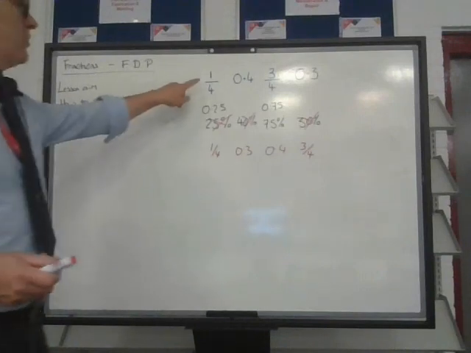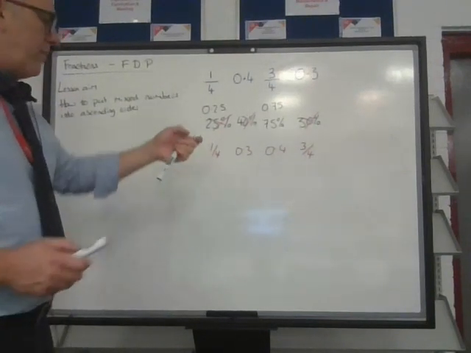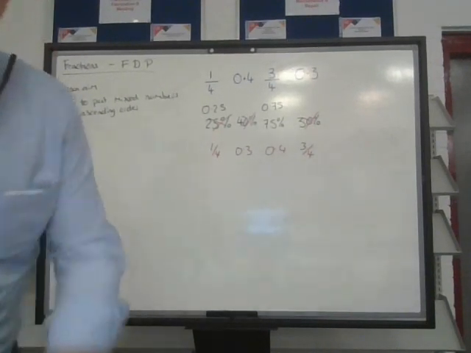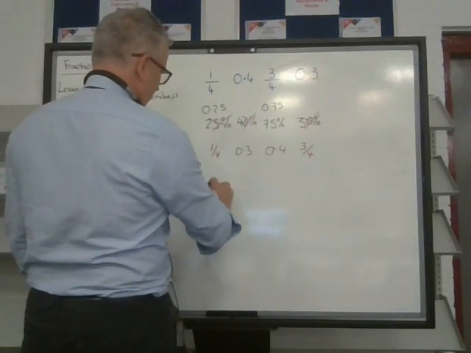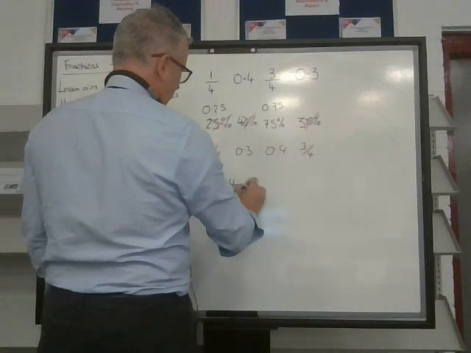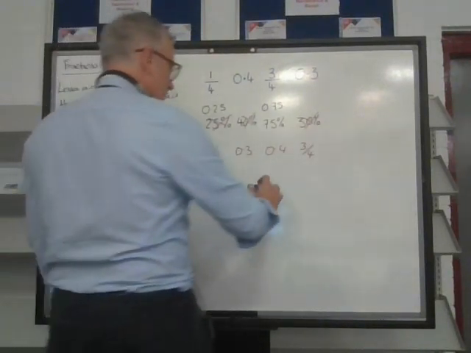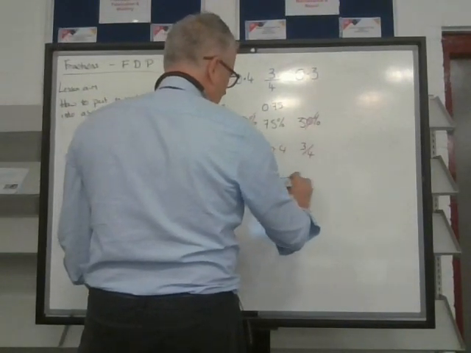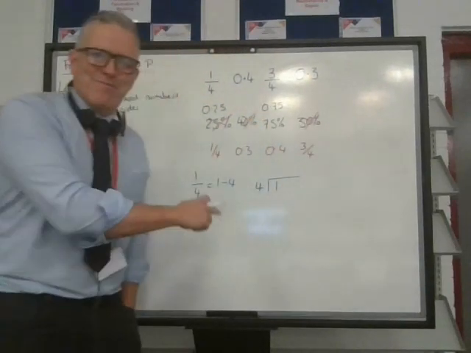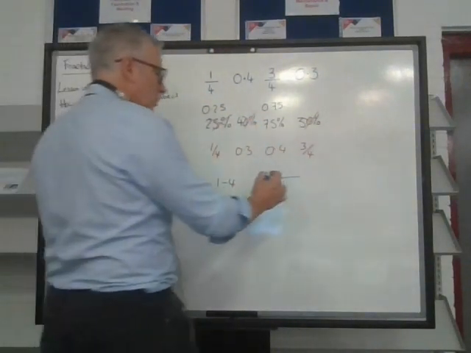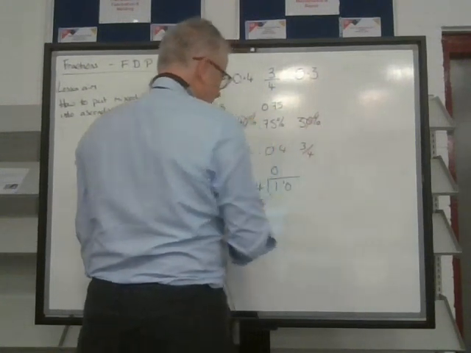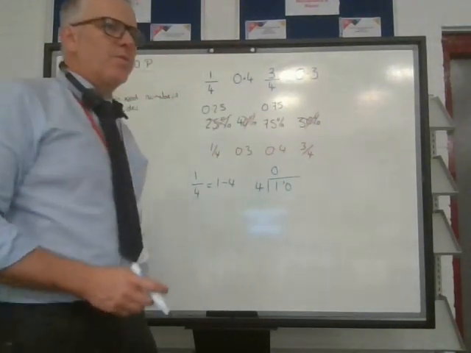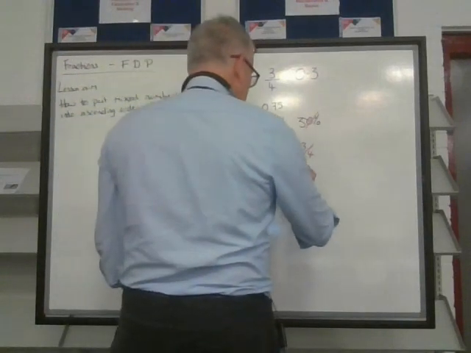Now, I did say I was going to prove to you that a quarter is 0.25. Well, let's do the maths. A quarter is the same as saying 1 divided by 4. It's the same as saying how many 4s go into 1. Everyone's favourite, the bus stop method. 4s into 1 do not go. Put the decimal in. The new sum we're doing now is how many times does 4 go into 10? Well, 4 goes into 10 2 times.